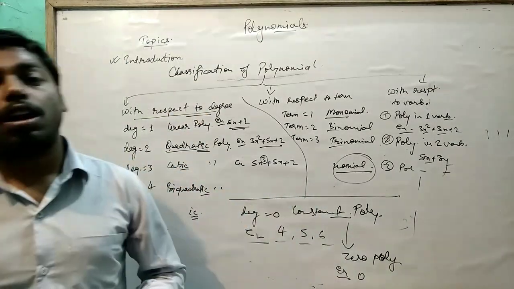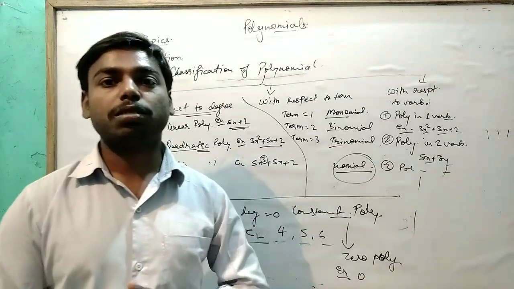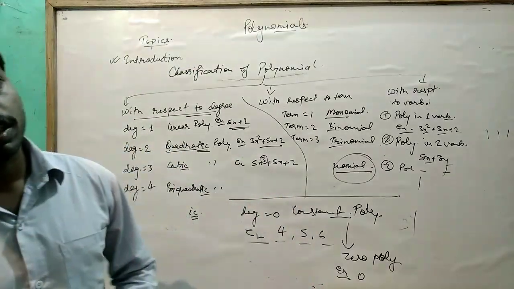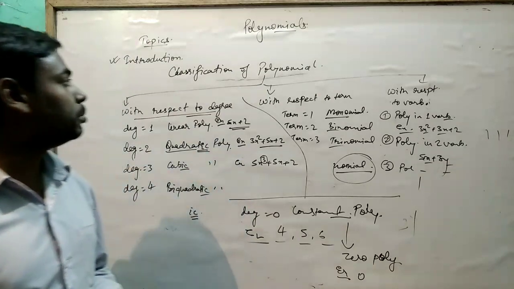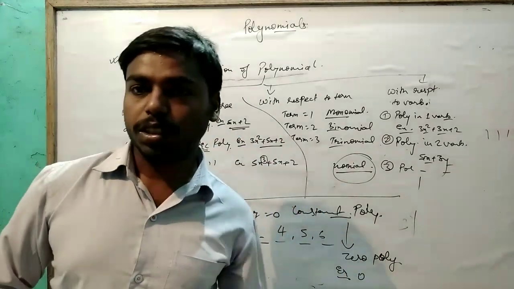So our first topic, introduction, has been completed. Next we learn about the geometrical meaning of zeros of a polynomial. Thank you.